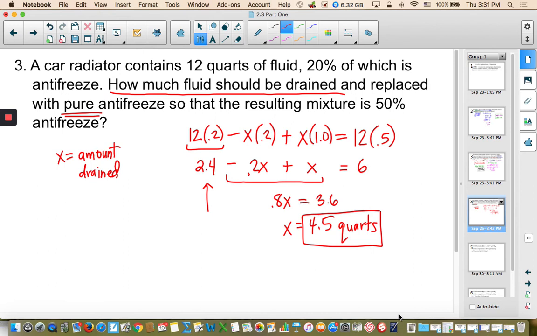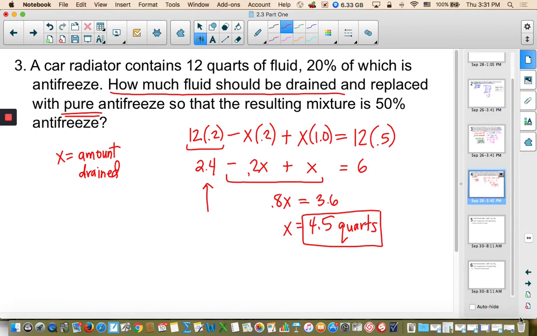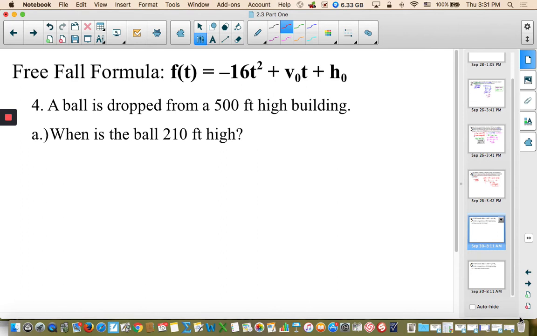All right. We have one problem left. It has 2 parts. This last problem is kind of a science problem. It is the free fall formula. It is the fact that we have gravity pulling things down on this earth. And the free fall formula is given to us by this equation. f of t is equal to negative 16t squared plus v sub 0 t plus h sub 0.